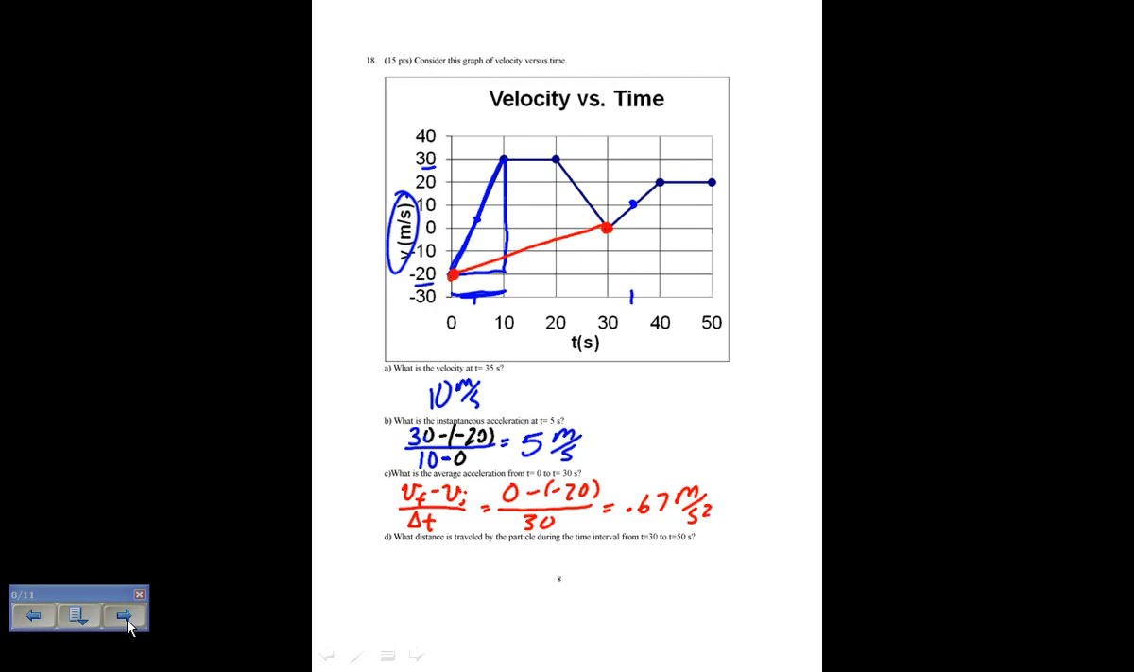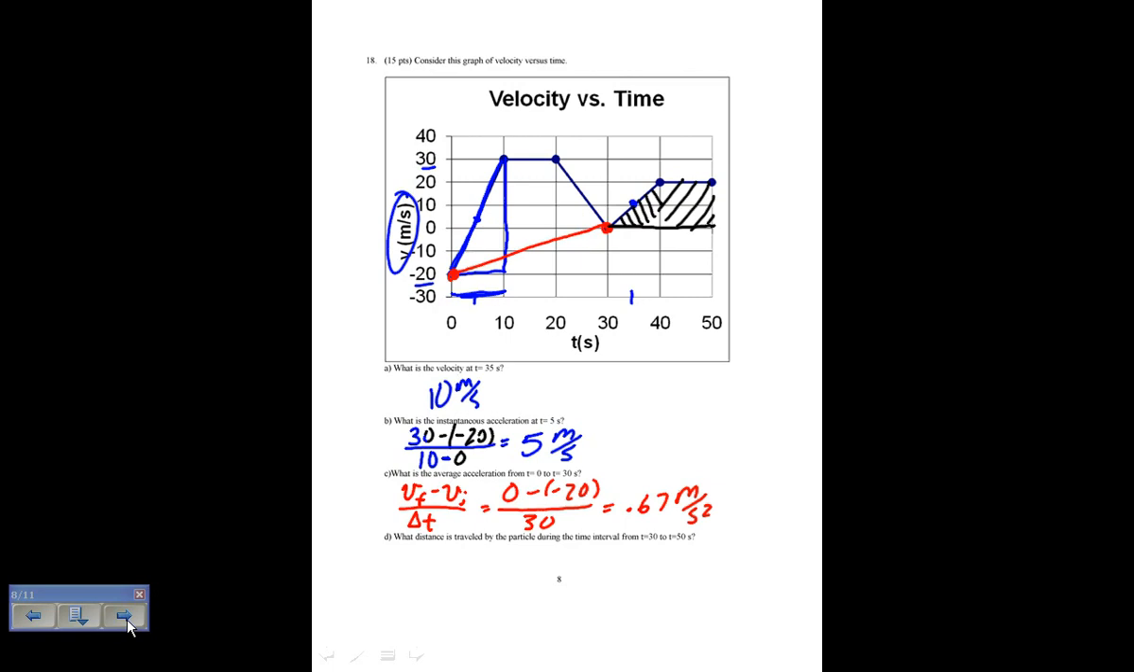Divided by 30, that's 30 minus 0. So that's 20 over 30, which is 0.67 meters per second squared. And then the final question: what is the distance traveled by the particle during the time interval from 30 to 50 seconds?